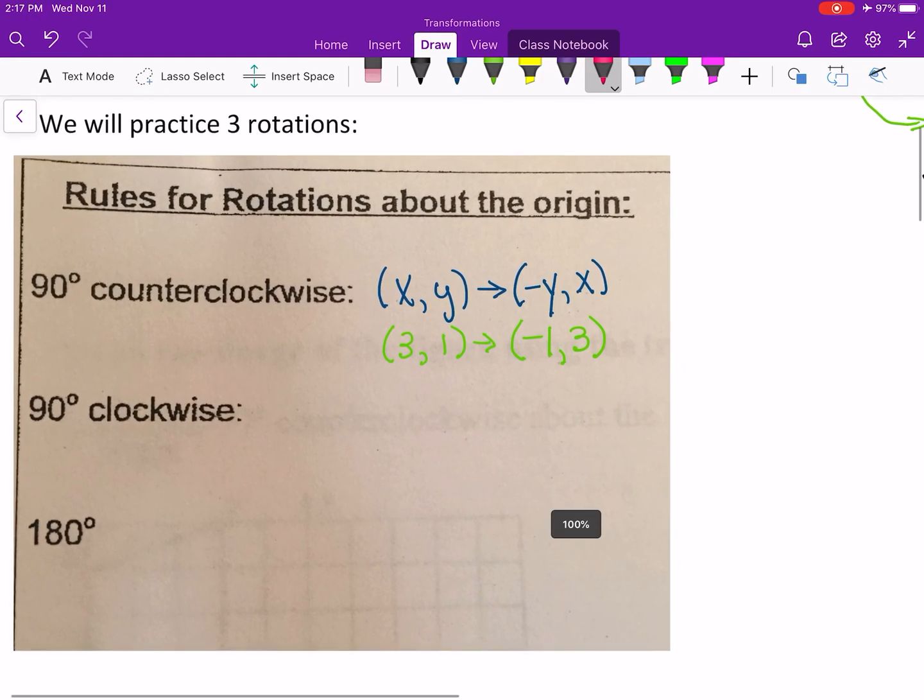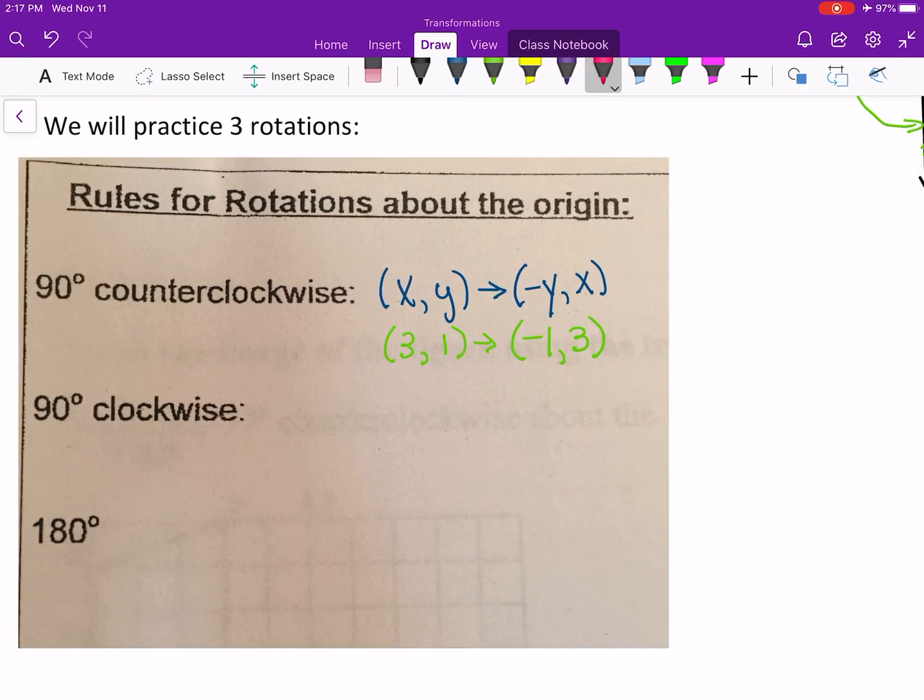All right, let's try the 90 degrees clockwise motion. Here's the rule for that one. The original x and y is going to be transformed by changing the x and y again, but this time the y becomes the x but does not change in sign. The x value is going to be the opposite when we put it in its y position.